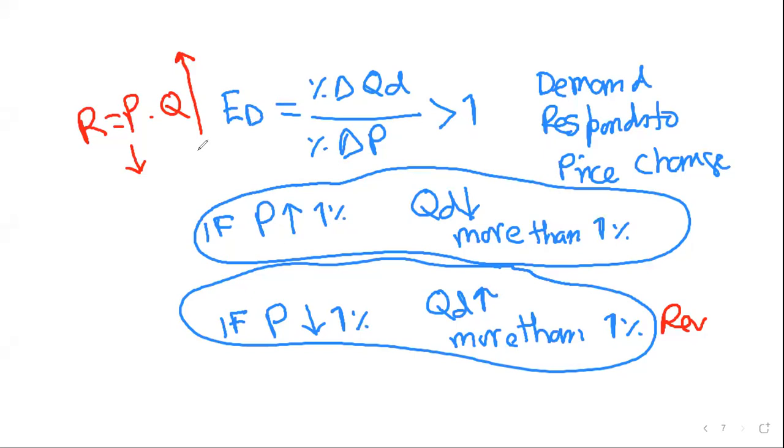If price falls by 1%, people buy 2% more. That's greater than 1. So what will happen to revenue? Revenue will increase, sir. Then it will definitely increase.